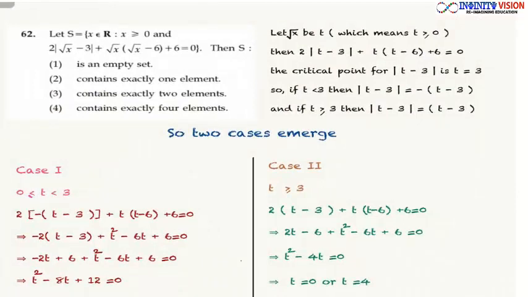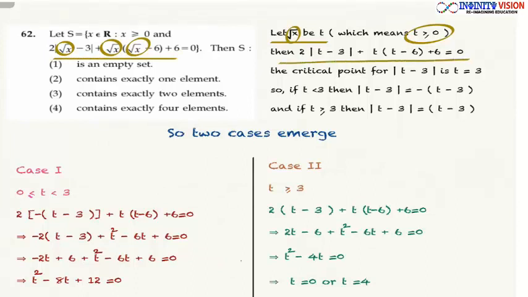In the equation I see root x, then again root x, and again root x. So to simplify, I'm going to substitute root x with t. Let root x be t. We know the square root of x means the positive square root, so t will always be greater than or equal to 0. Now rewriting the equation, it would be 2|t − 3| + t(t − 6) + 6 = 0.